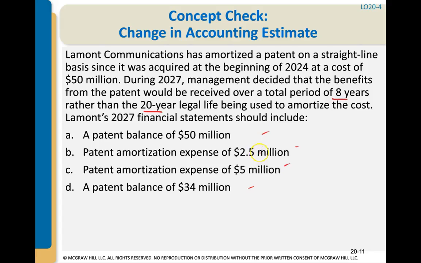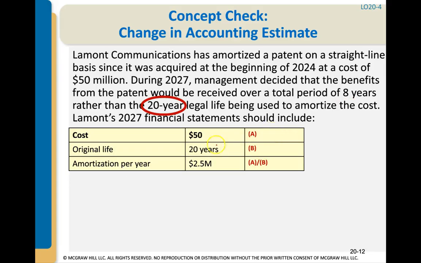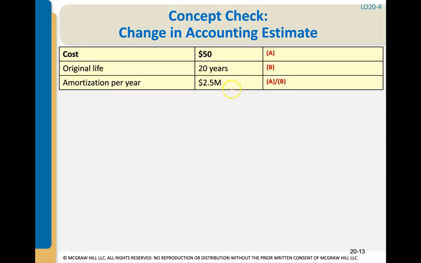Okay, let's go through the problem step by step. First, it told us that it was acquired at the beginning of 2024, and at that time they used a 20-year life, and the cost was $50 million. So we would take $50 million divided by 20, and starting in 2024, they had amortization expense per year of $2.5 million. Now I'm just taking that table and bumping it up so I can build on it within the slide.